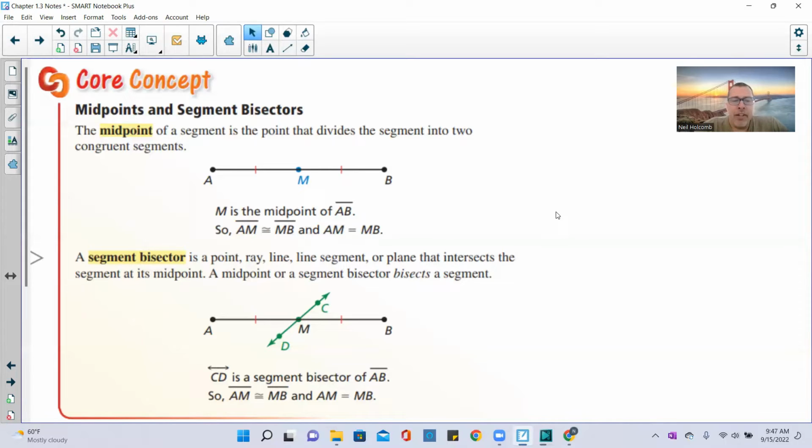Now in this diagram we have segment AB and a line CD, or line DC, or line CM, or line MC, or line DM, or line MD. You can name a line with any two given points in any direction, but they called it CD here. So line CD is a segment bisector of segment AB. So segment AM is congruent to segment MB, and the length of AM equals the length of MB. It can just be a point. In this case, this line bisects segment AB. So that is midpoints and segment bisectors.